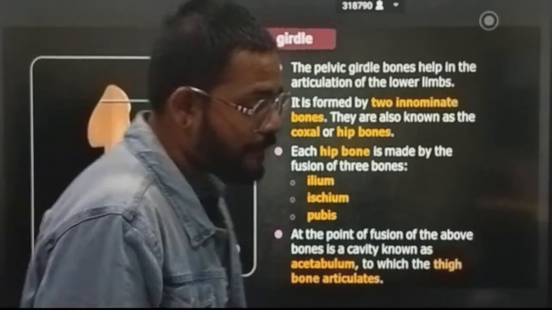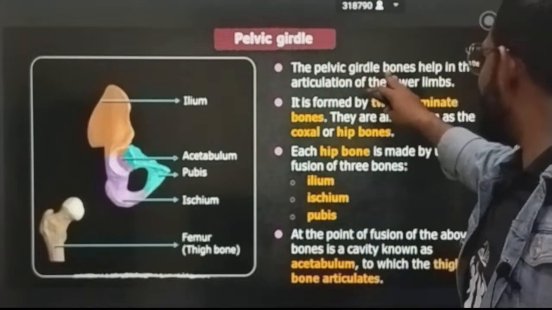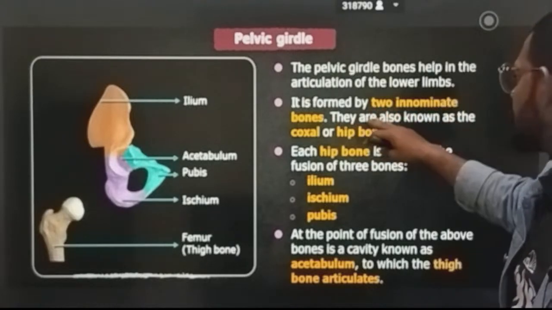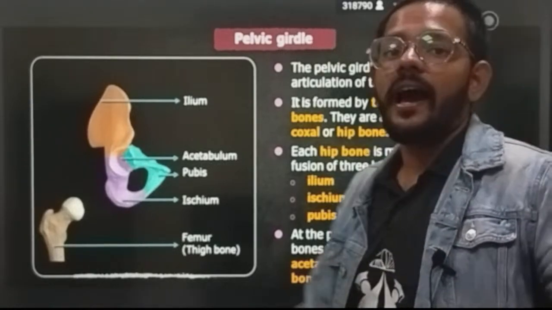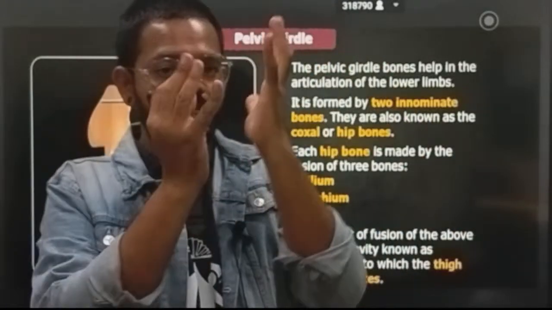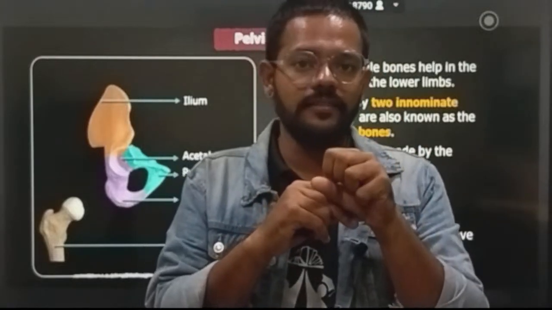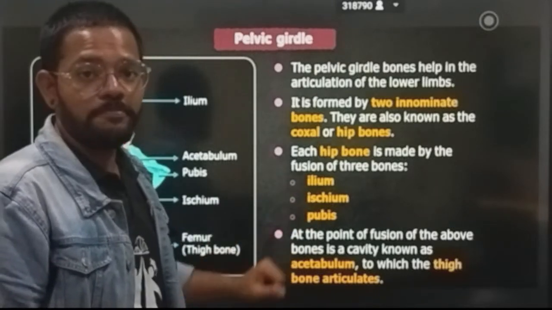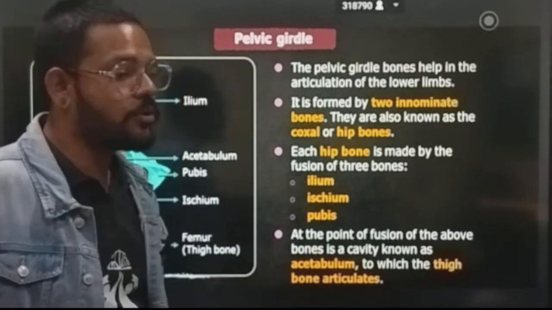Next we have the pelvic girdle, कूले की हड्डी, or hip bone. The pelvic girdle bones help in the articulation of the lower limbs. It is formed by two innominate bones, also known as coxal or hip bones. Innominate means they are not free; each is made of 3 bones stuck together. Each hip bone is a fusion of 3 bones: ilium, ischium and pubis. At the point of fusion is a cavity known as the acetabulum, to which the thigh bone articulates.